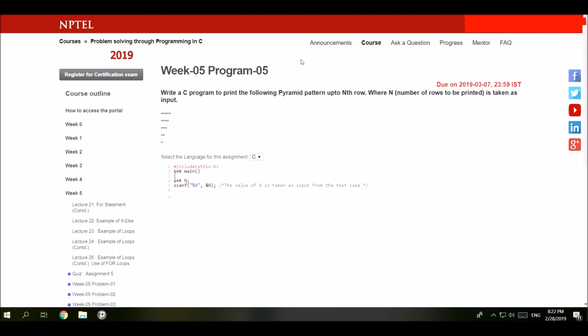Write a C program to print the following pyramid pattern up to the nth row, where n, the number of rows to be printed, is taken as input.